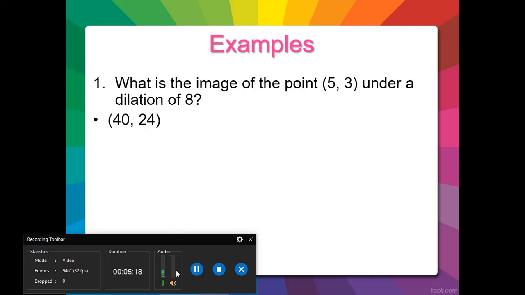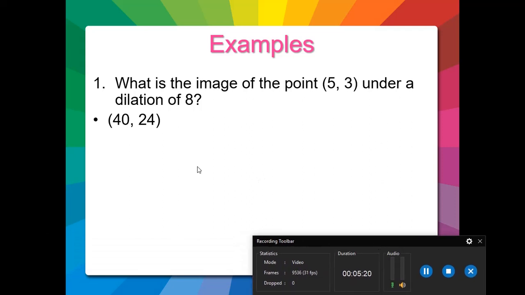In our first example, it says, what is the image of the point (5, 3) under a dilation of 8? This is our scale factor k, and you're going to multiply 8 times 5, which is 40, and 8 times 3, which is 24. So this is the new location of our point (5, 3).